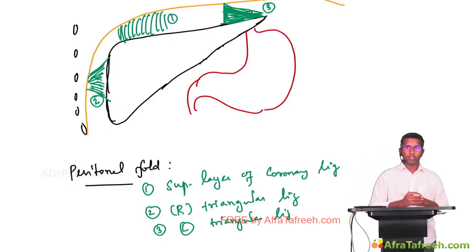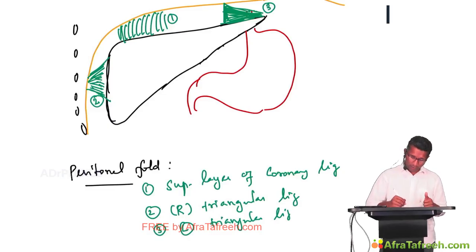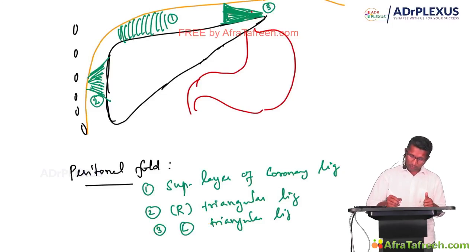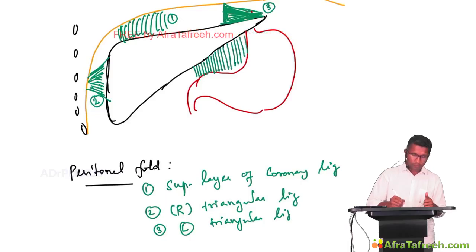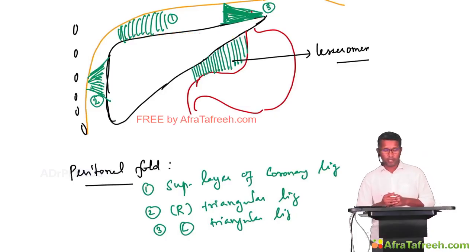What is present below? If you see below, the liver is related to the stomach and to the first part of the duodenum by means of a peritoneal fold which is called the lesser omentum, guys. So the lesser omentum is extending from the liver to the stomach and to the first part of the duodenum.